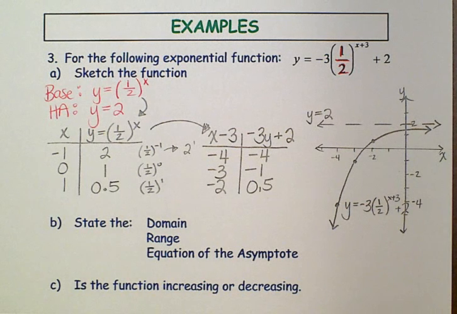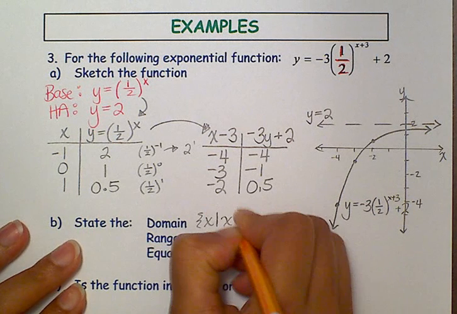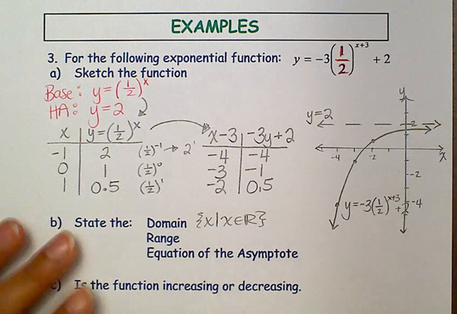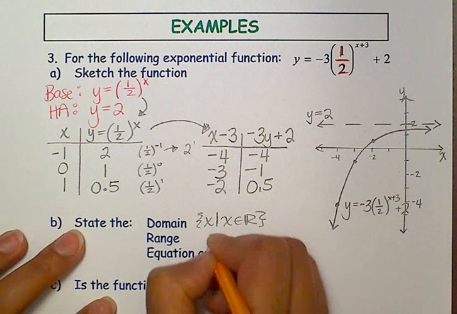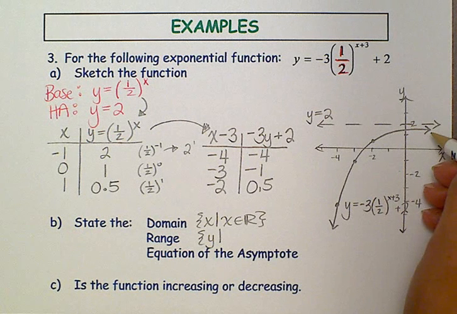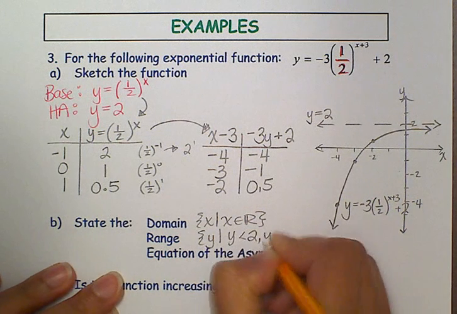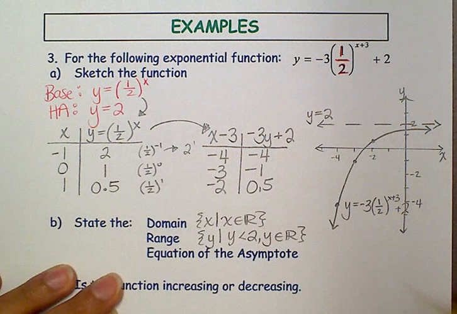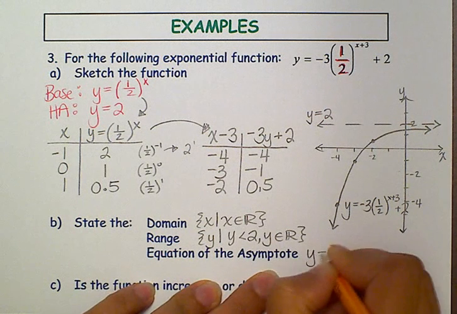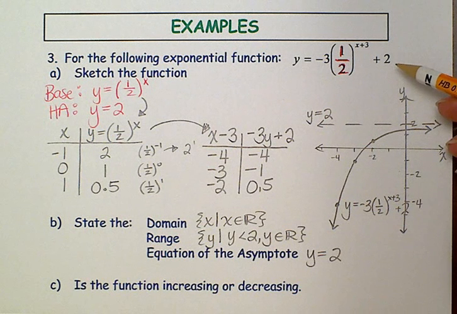Okay. Looking at the domain. Again, the domain for this is all real numbers, because the graph can continue to the left and to the right indefinitely. The range here is values of y such that they are lower than 2. Because your asymptote is at 2 and your entire graph is below the asymptote, we know that y has to be less than 2, and y is an element of all real numbers. And the equation of the asymptote, like we talked about earlier, is y equals 2, and that's based on the fact that the graph is shifted up 2 units.